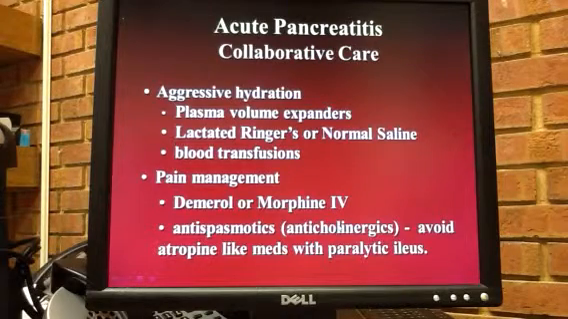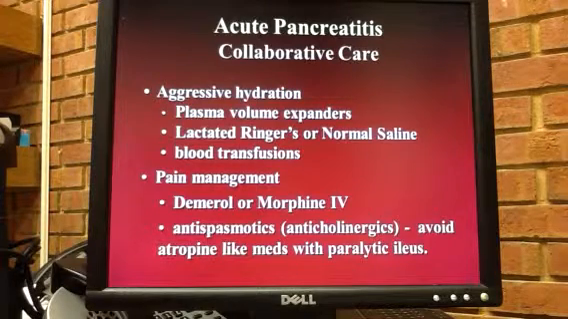Aggressive hydration. Patients need plasma volume expanders, IV fluid replacement with appropriate electrolytes, adequate enough to maintain circulating blood volume and urinary output. So it's important that these patients are on I&O and we're monitoring their urinary output.